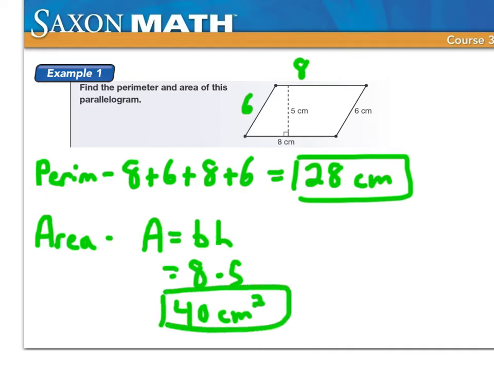Again, notice what numbers I used for the perimeter. I used all the outside numbers for the perimeter. And the area, just like we found the area of a triangle, we use the base and the height. And that's all there is to it for finding the area of a parallelogram. Let's go on to another example.